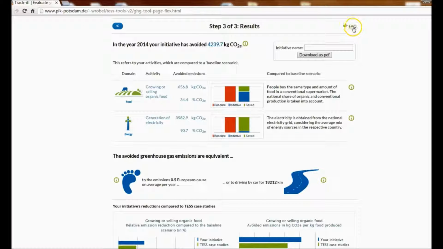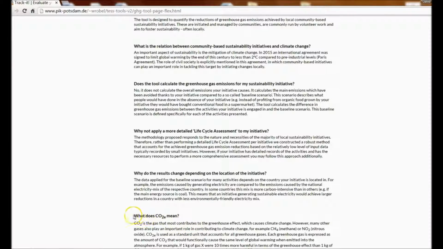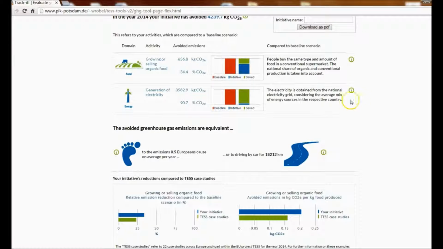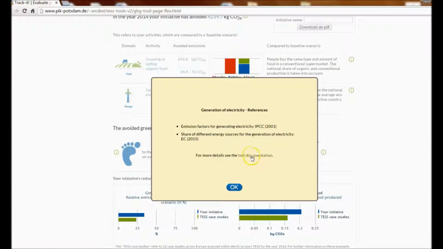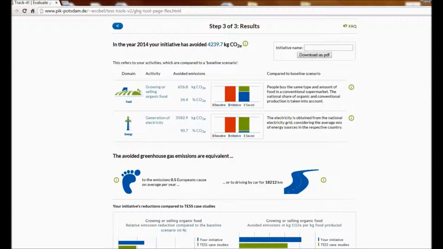Another feature of the tool, in every step we have a FAQ section, which gives some general information. For example, who can use this tool, to what CBS is it targeting. Also, sometimes carbon accounting concepts, climate change related concepts, etc. Also, in some of these information icons, we can access the tool documentation, which describes for each of the activities how the baseline scenarios are defined and the data sources that are used. And then the final feature is we can actually generate a PDF with the results. We enter the name of your initiative and we can download a PDF, which we can then use for personal use.